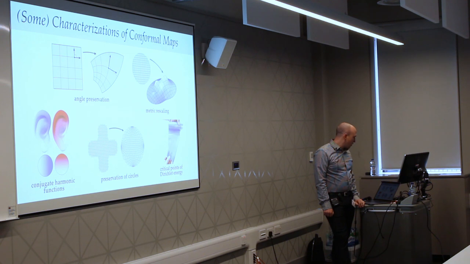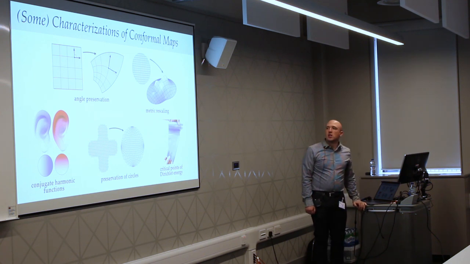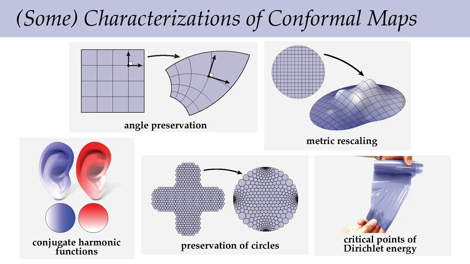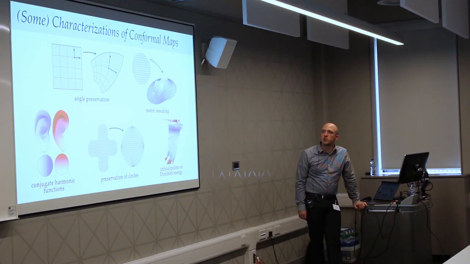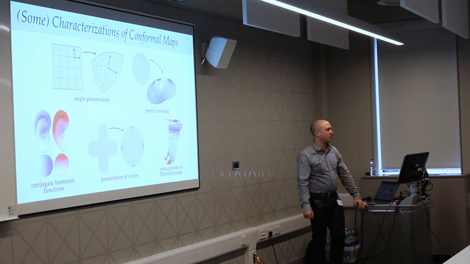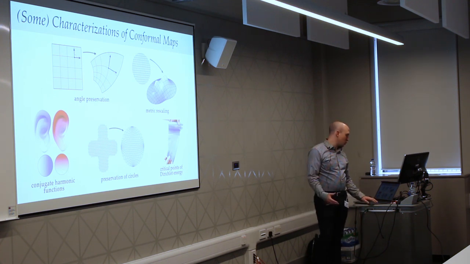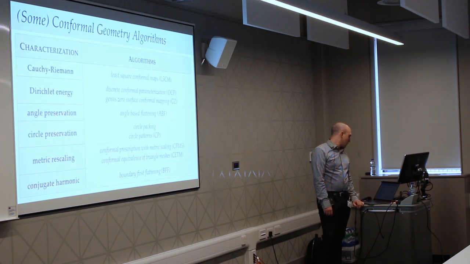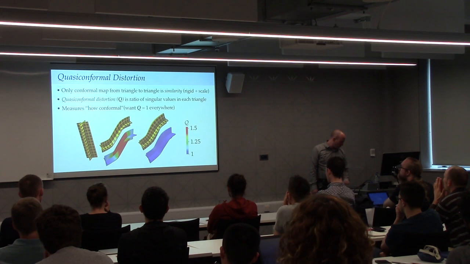Okay, so we said how do you cook up different algorithms? You go back to the smooth setting and you say, well, there are all these different ways of talking about conformal maps. How can I come up with algorithms that either preserve these properties exactly, like, okay, Mobius transformation should be preserved and so forth, or at least approximate them? But use those as starting points for algorithms. And as I said, here's an incomplete list of different ways you can do it. So let's walk through a few of these.